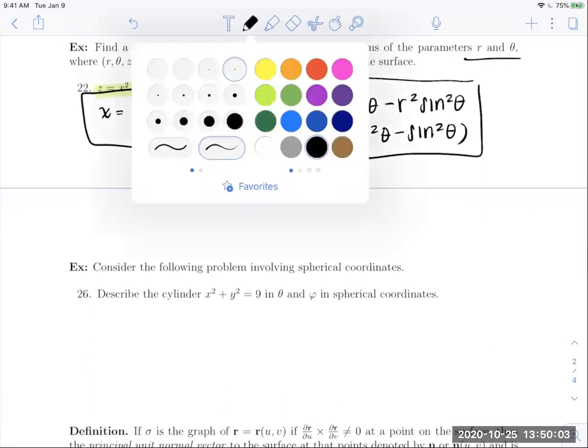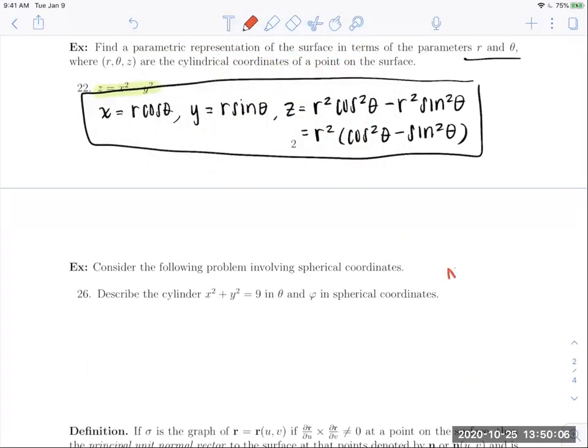All right, so I want to make an important observation. Notice that rho is not listed. Spherical coordinates are typically listed as rho, theta, phi, but they want us to express this surface just in terms of theta and phi. So we don't want our parametrization in terms of rho.